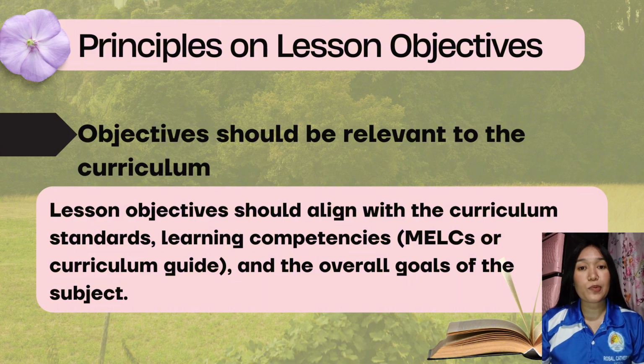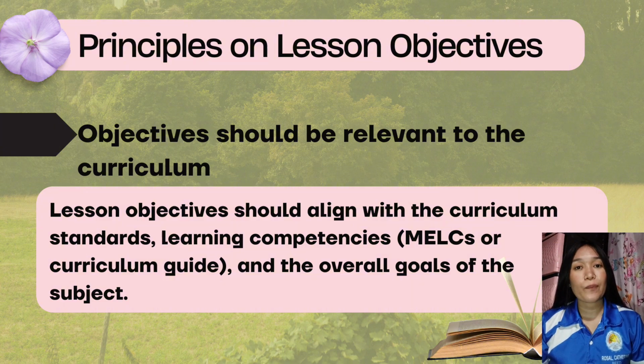They should be aligned with the required competences and standards. For example, if the curriculum competencies require learners to identify the parts of a plant and explain their functions, our objective should focus on these specific skills. The activities and assessments should also support the same competency. When objectives are aligned with the curriculum, teaching becomes more organized, focused, and meaningful.